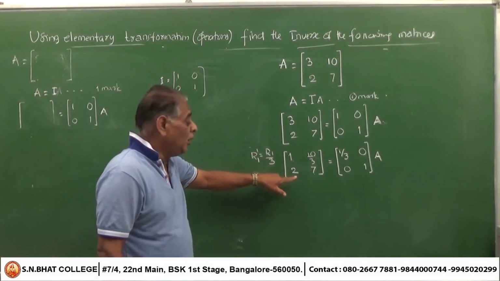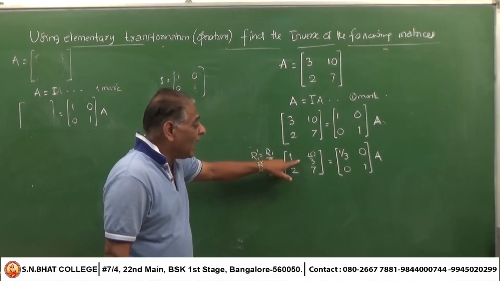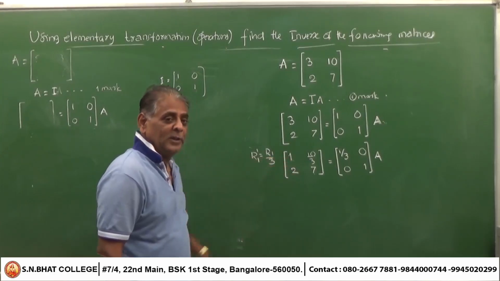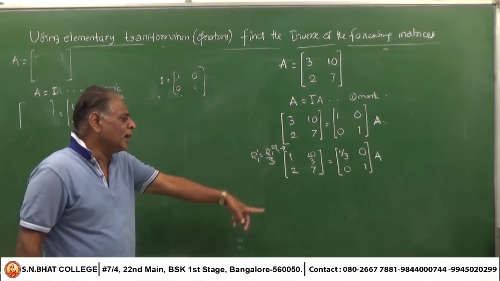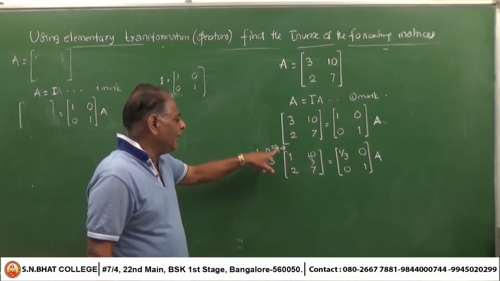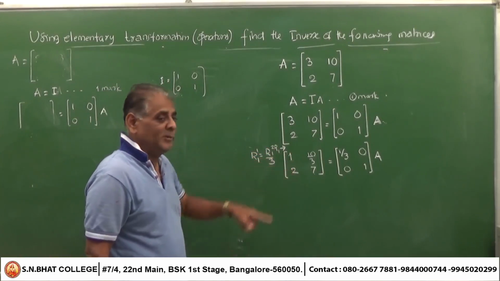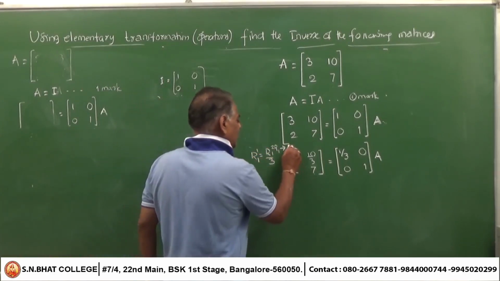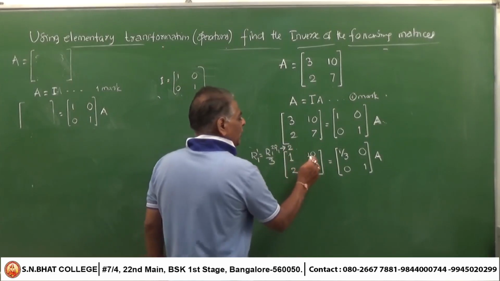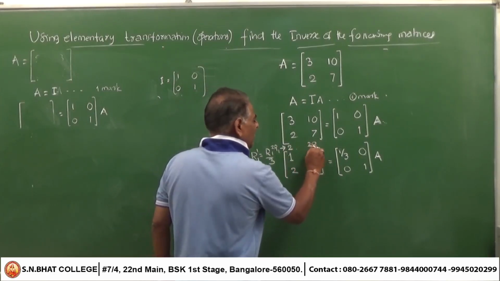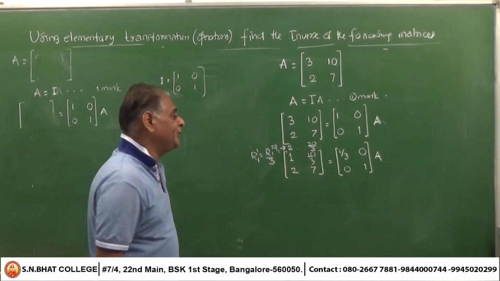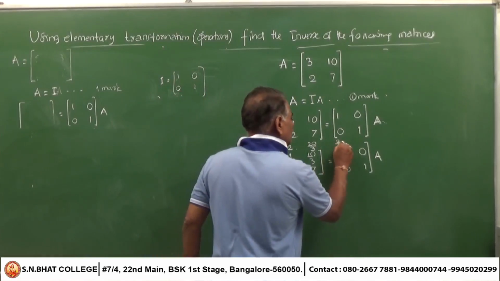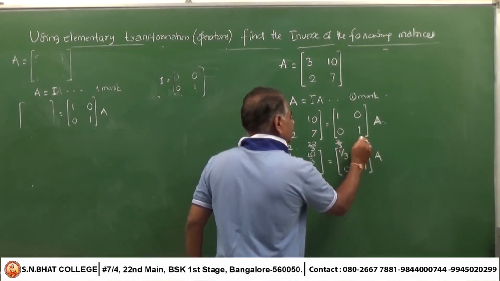Next I have to make this to be 0. To make this 0, calculate 2R1 and subtract. If I multiply R1 by 2, it becomes 2, and after subtraction this element becomes 0. Multiply R1 by 2. 2 into 1 is 2. 2 into 10 by 3 is 20 by 3. 2 into 1 by 3 is 2 by 3. 2 into 0 is 0.